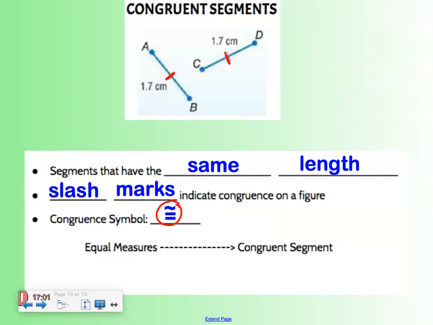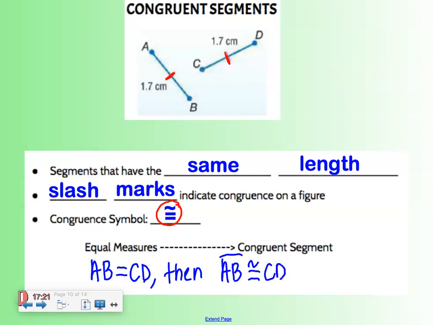And then down here, just something to note. So if I have equal measures, so if I was just given AB has the same measure as CD, then I can say segment AB is congruent to segment CD. Oops, I didn't want that. It needs to be straight. Just like that. So their measures are equal. The actual segments are congruent. Okay?